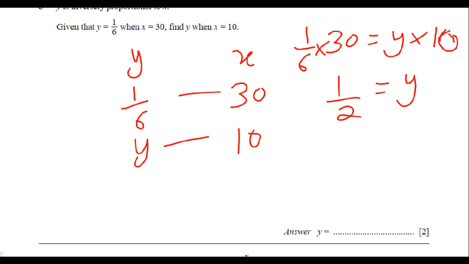This is 10. Now remember, if this was a directly proportional question, instead of front multiplication we would have cross multiplied. 1 over 6 times 10 is equal to y times 30 if this were a directly proportional question.